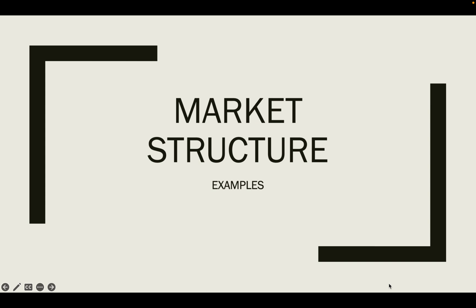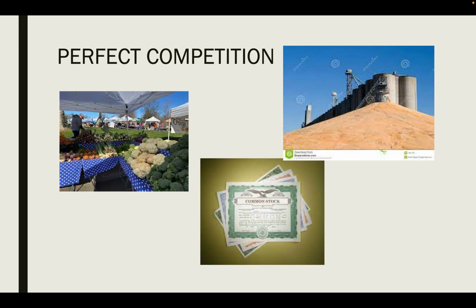We're going to look at some examples of the 4 different types of market structures. The first one we're going to look at is examples of perfect competition. And so I have a picture here of a farmer's market. I have a picture of an elevator with a bunch of corn, and then I have some actual stock certificates.